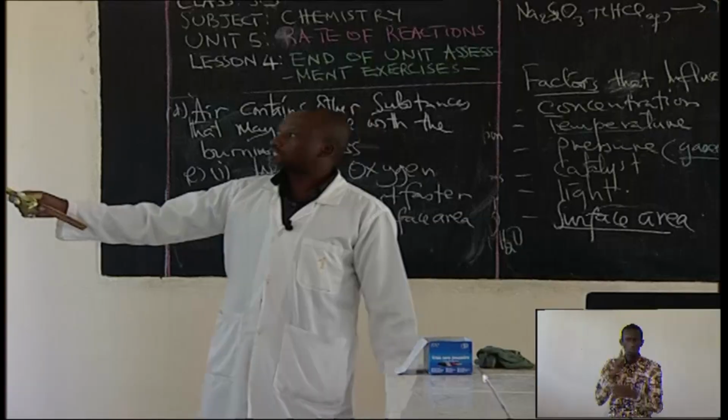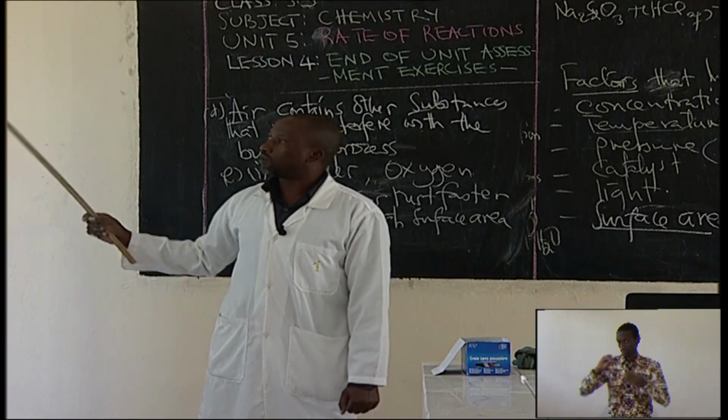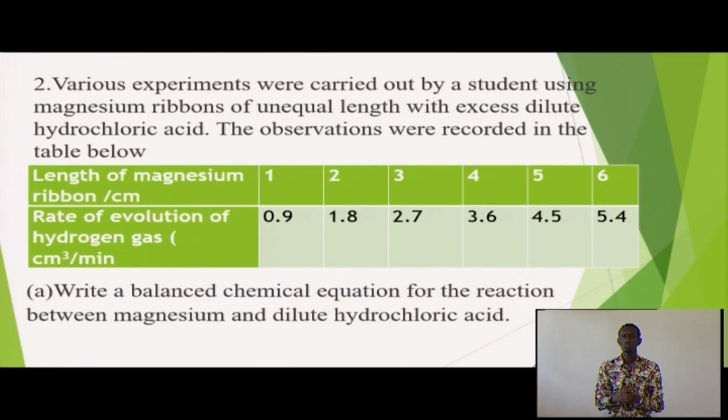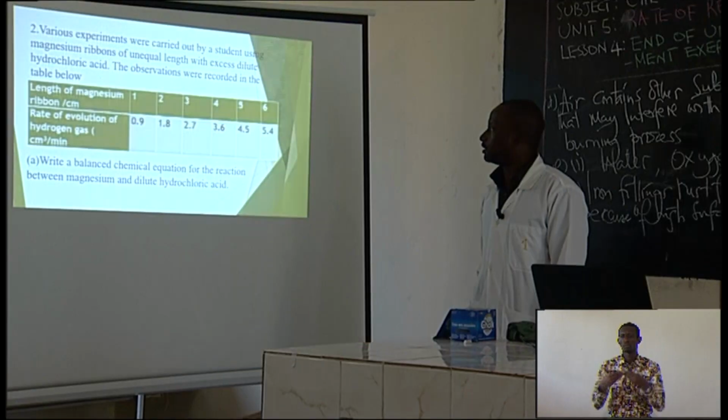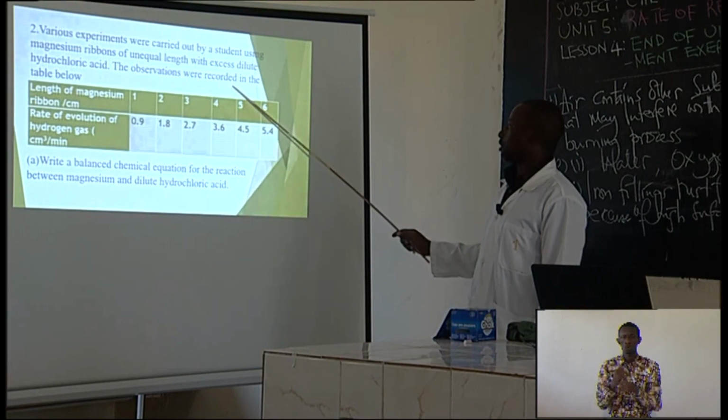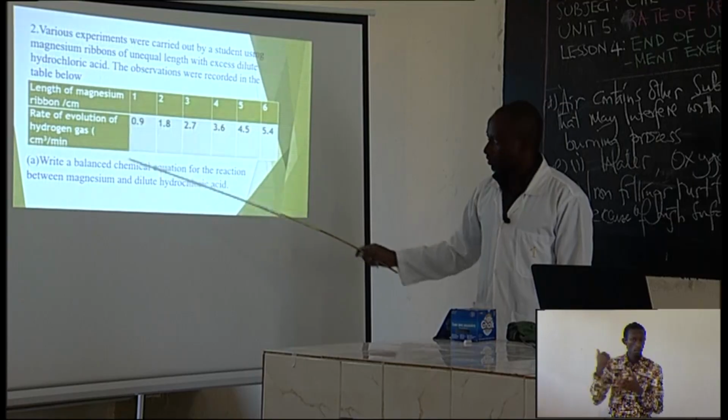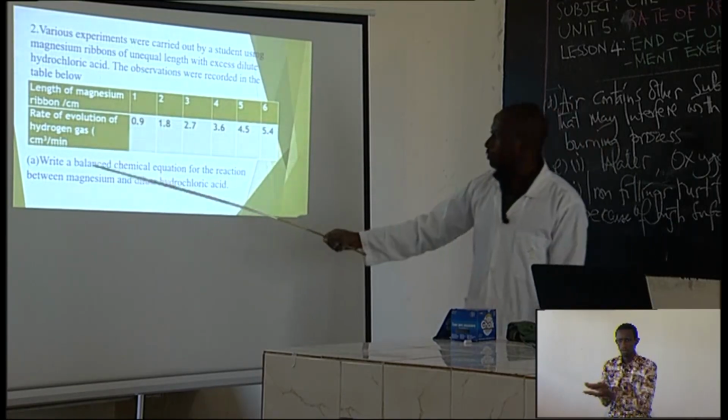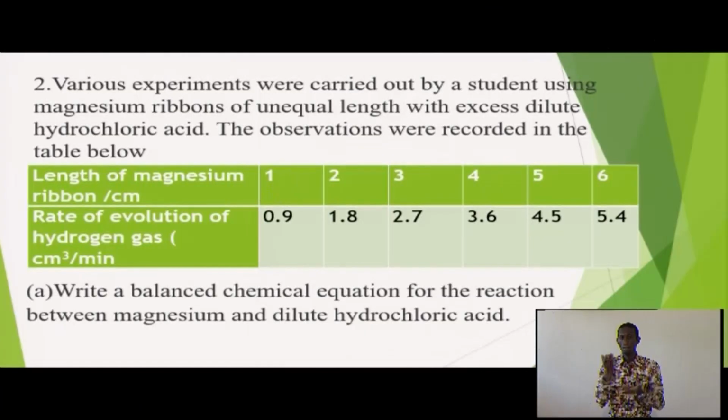Number two, various experiments were carried out by students using magnesium ribbon of unequal length with excess dilute hydrochloric acid. The observations were recorded in the table below. Write a balanced chemical equation for the reaction. Magnesium ribbon with excess dilute sulfuric acid. I think you are writing it down.